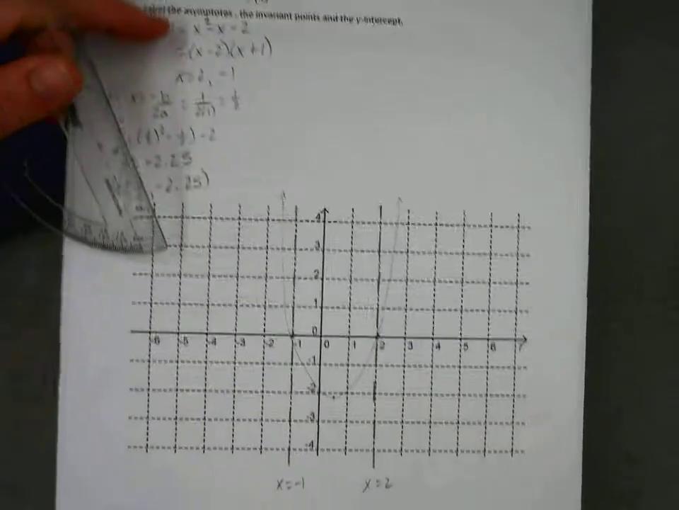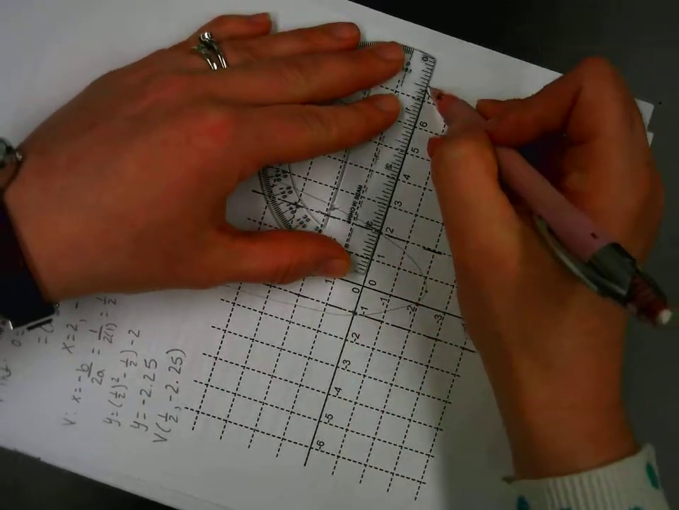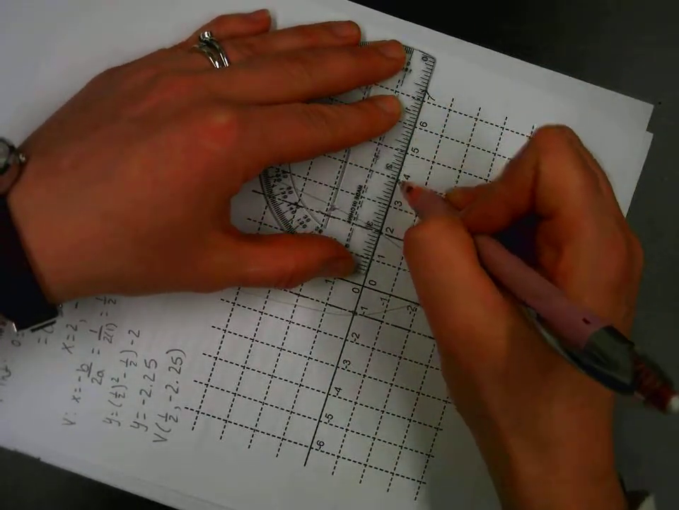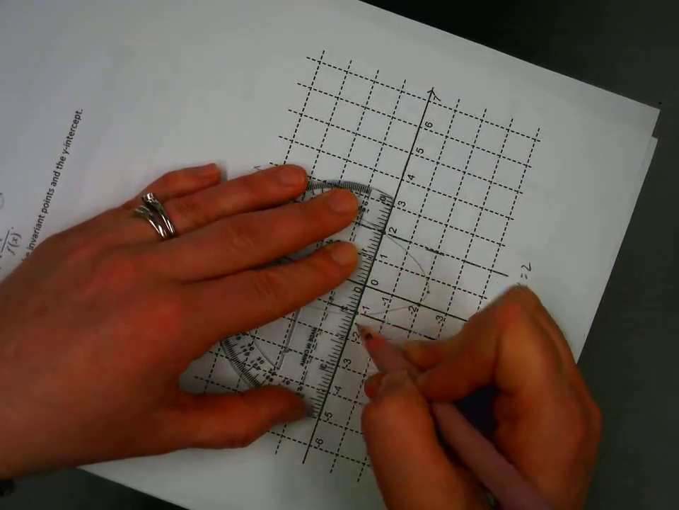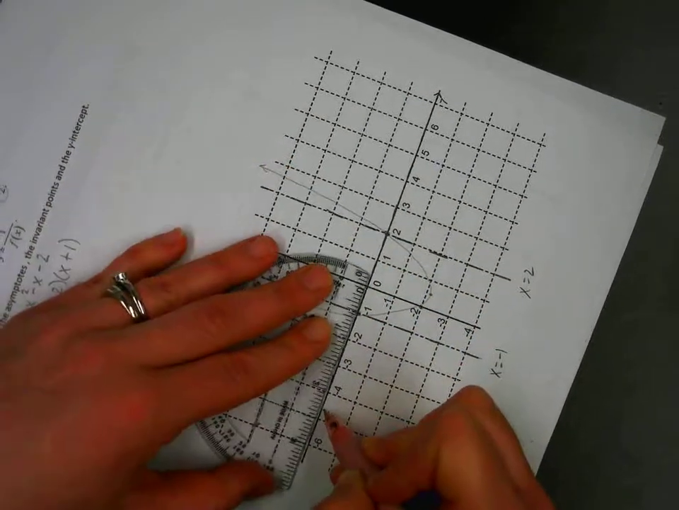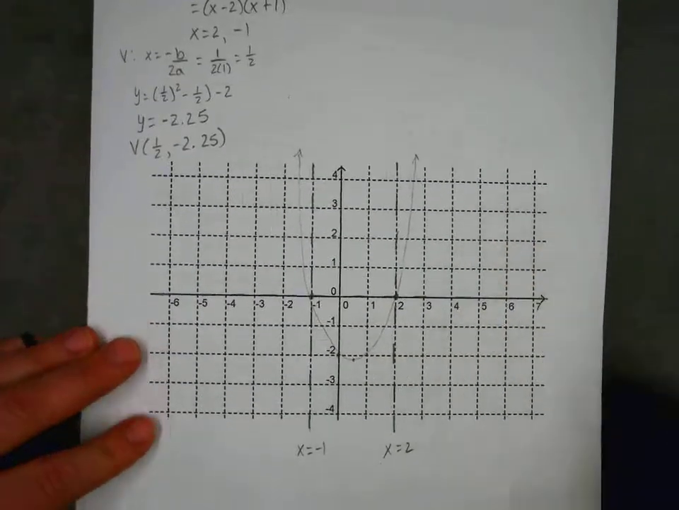I'm also going to have a horizontal asymptote at the x-axis, always. So always, always, always, there's a horizontal asymptote at y equals 0. Okay, so there are my asymptotes.